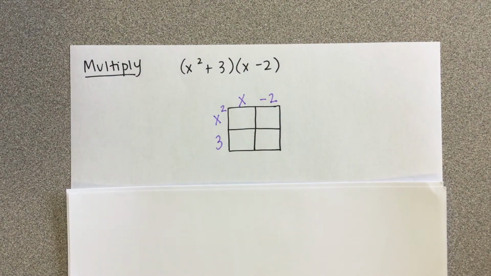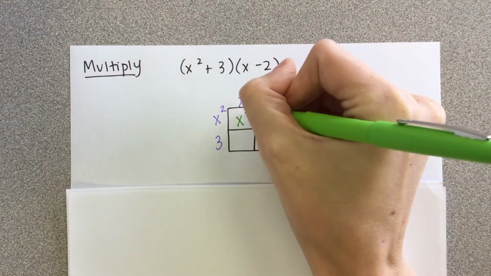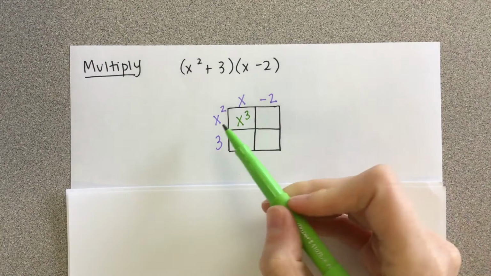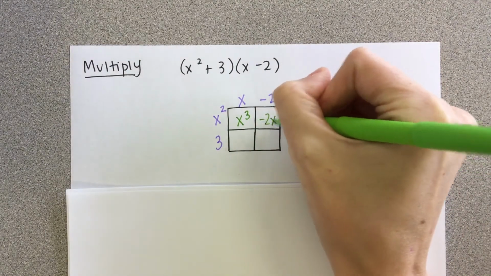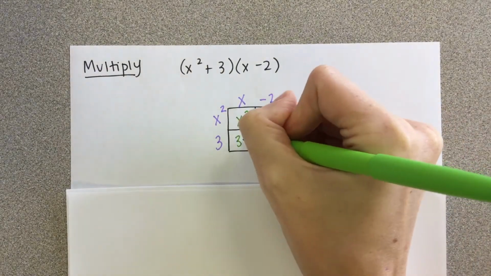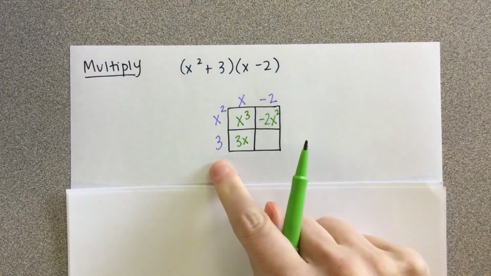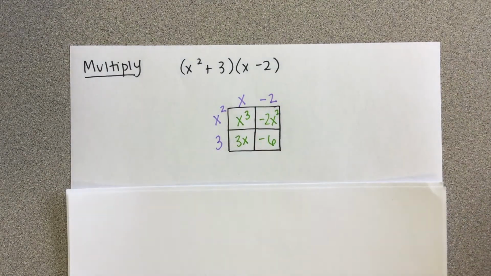And then I'm going to go ahead and multiply these together. X to the second power times x is x to the third power. X to the second power times negative 2 is negative 2x to the second power. 3 times x is 3x. And 3 times negative 2 is negative 6.